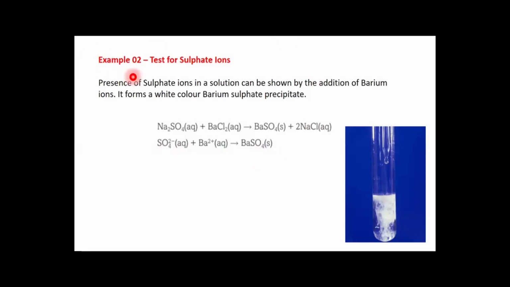Always remember, if we want to test a solution for sulfate ions, what we have to do is put barium ions into that. So sulfate ions react with barium ions and they will form barium sulfate precipitate. As you can see from this picture, it is a white precipitate. So you can see the solution turning white. Is it clear? Okay, right.